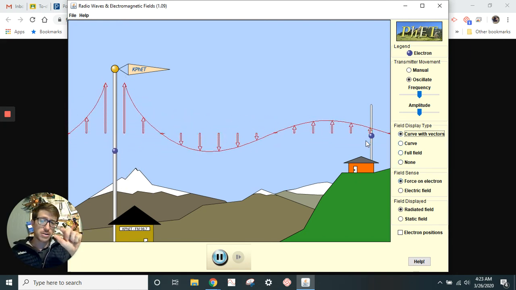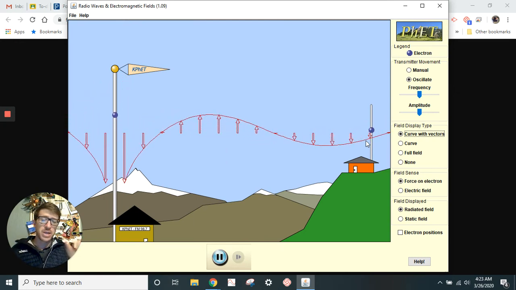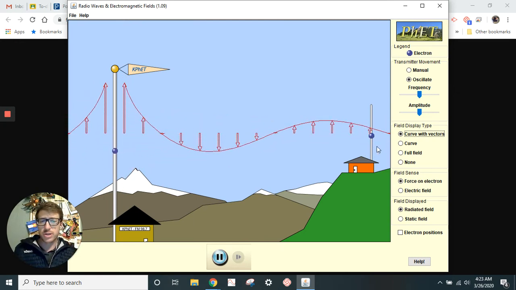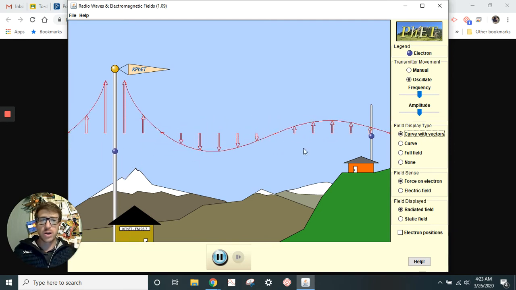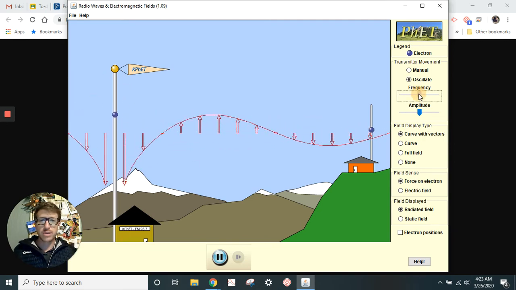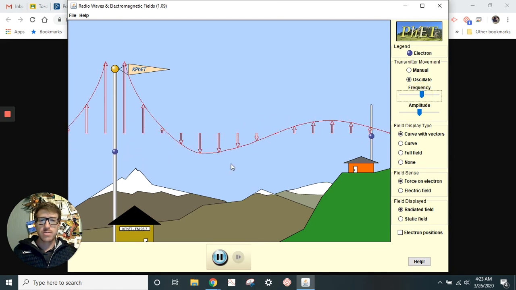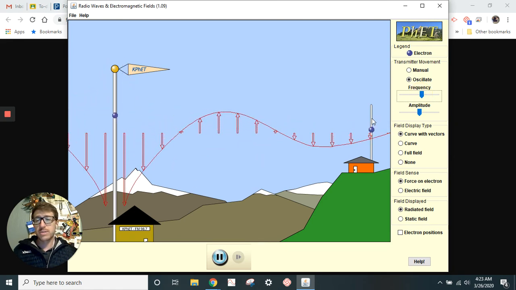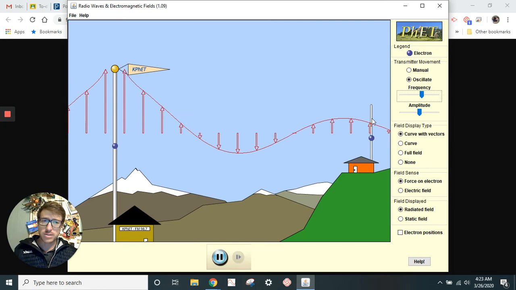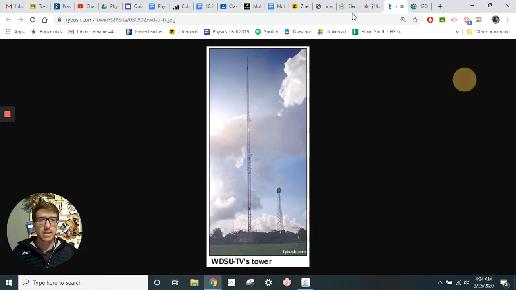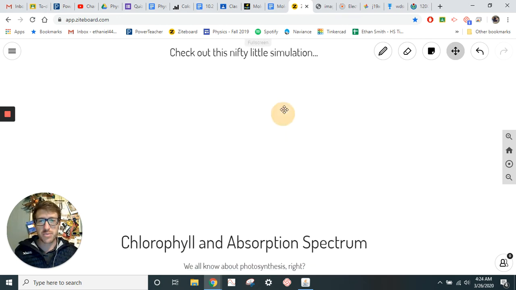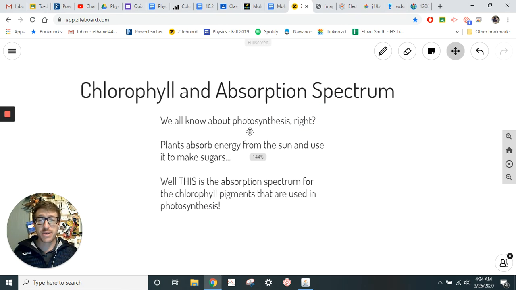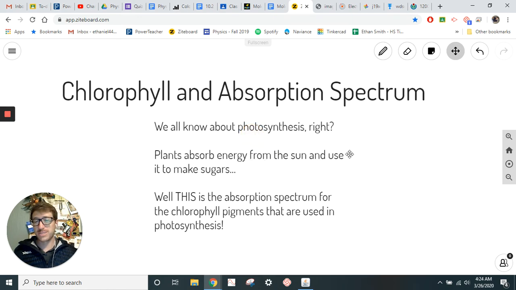So when you turn the dial on your car to change the station, you're essentially fine-tuning your antenna so that it's looking for different resonating frequencies. If I change the frequency of this, then the frequency of this needs to change to pick up that signal. So I need to tune my antenna to pick that up. And that's really all that you guys need to know from this video. But I did want to talk about chlorophyll and the absorption spectrum.